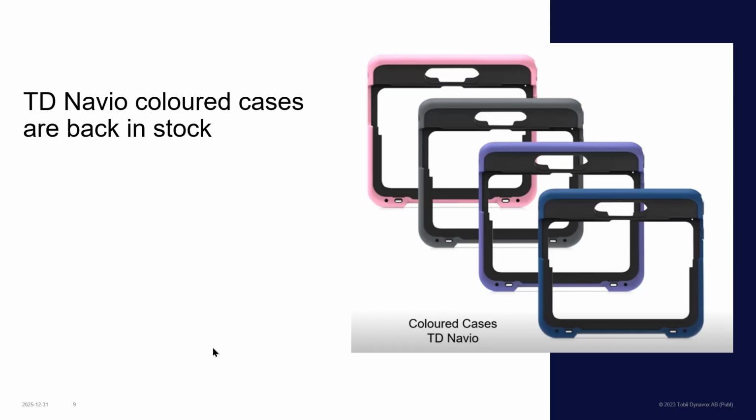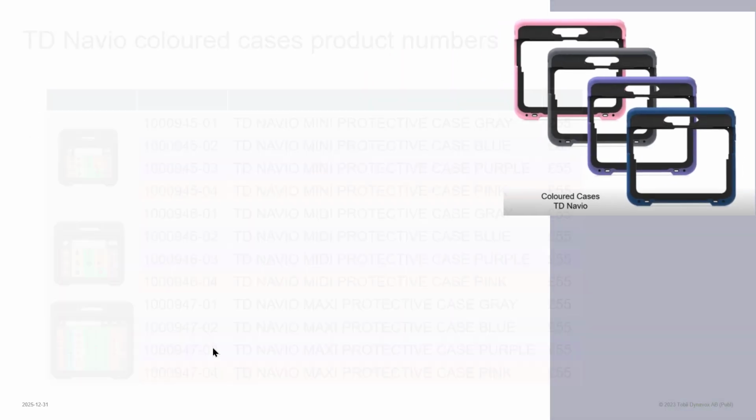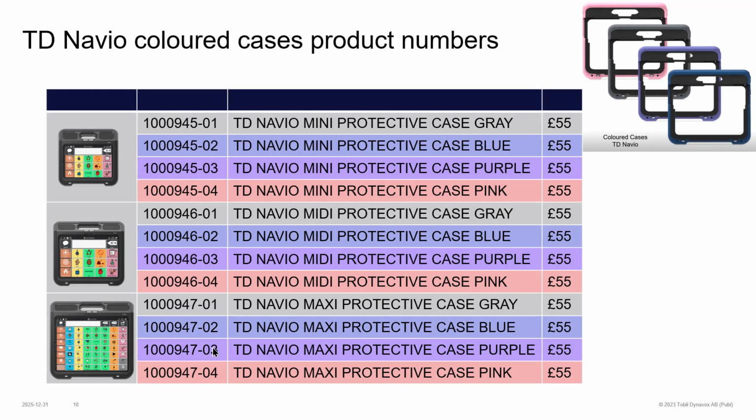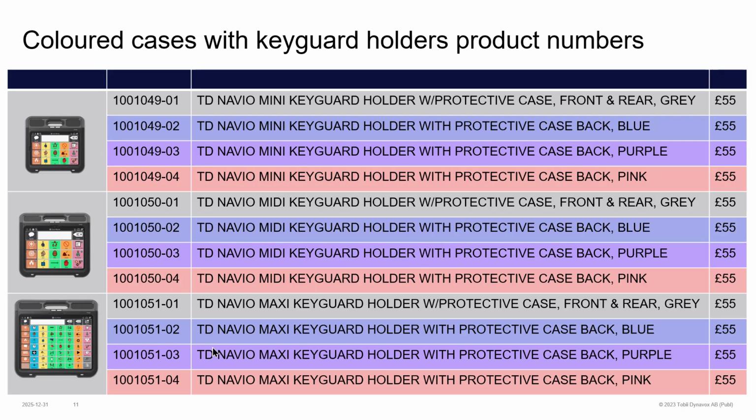They come in the original grey, which is shipped with the device, but you have the option of the pink, purple and blue as well. If you do need them, the product codes for these are found here. And you also have the option of buying the coloured case but with the grey keyguard holder, if you've got somebody who's a keyguard user. So these are the product codes in that instance.